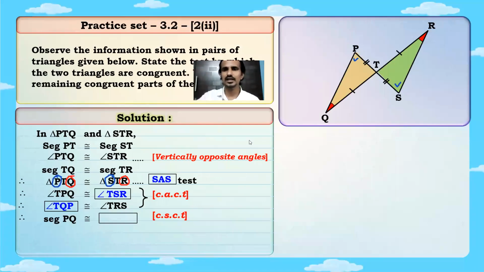At the end, seg PQ. तो seg PQ को तो आप देख सकते हो फिगर में. For seg PQ, the congruent part is seg SR. Hence the reason written here is CSCT, that means corresponding sides of congruent triangles. All right.